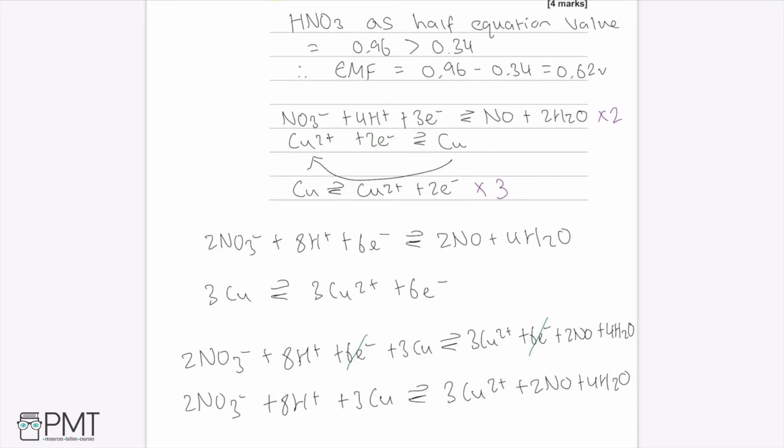So if we look at where the marks are allocated for this question, our first mark is for stating that we need to use nitric acid. Our second mark is for stating that our cell with an EMF of 0.96 is greater than 0.34. Our third mark is for getting an answer for our EMF of 0.62. And then our final mark is for working out the overall equation. And this gets us all 4 marks for this question.